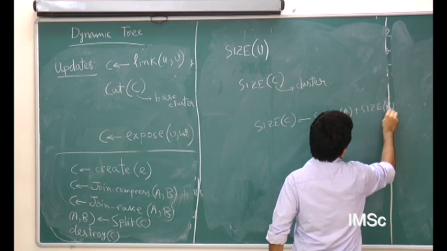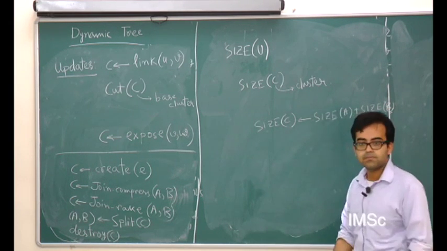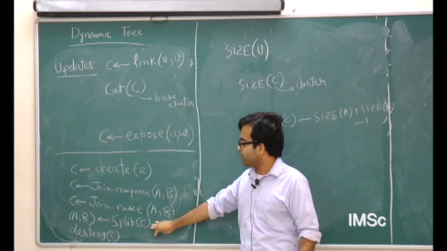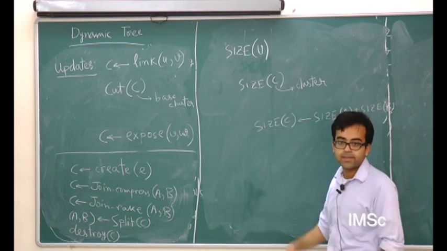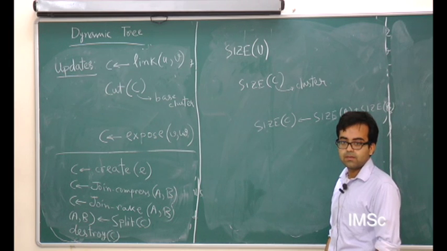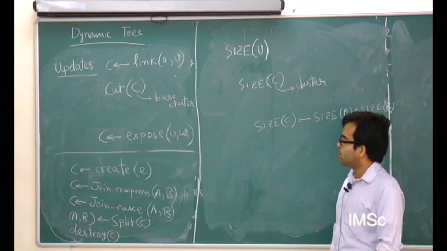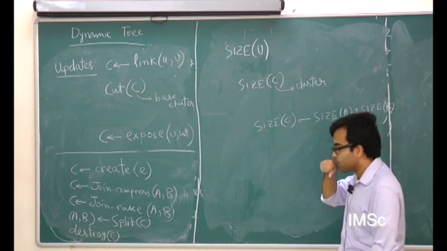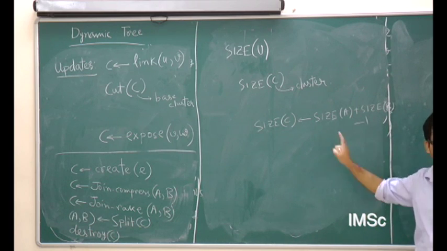Minus 1, thank you. Whenever it is splitting, you just need to destroy this field size C. That is it. Okay, clear? So, you can see that this can be maintained.